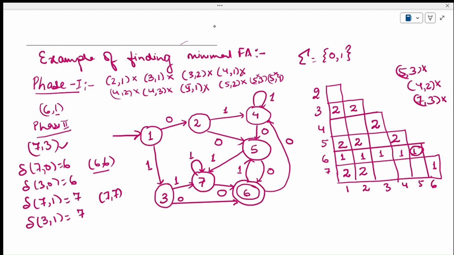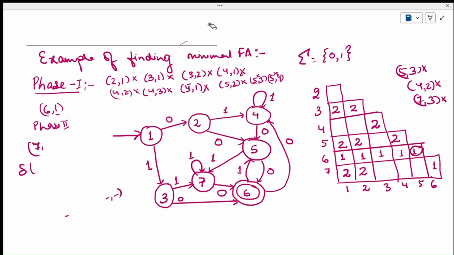Now move to the next cell, that is 7 4. 7 on reading 0 is going to state 6. 4 on reading 0 is going to state 5. 6 5 is already marked, so 7 4 is marked.